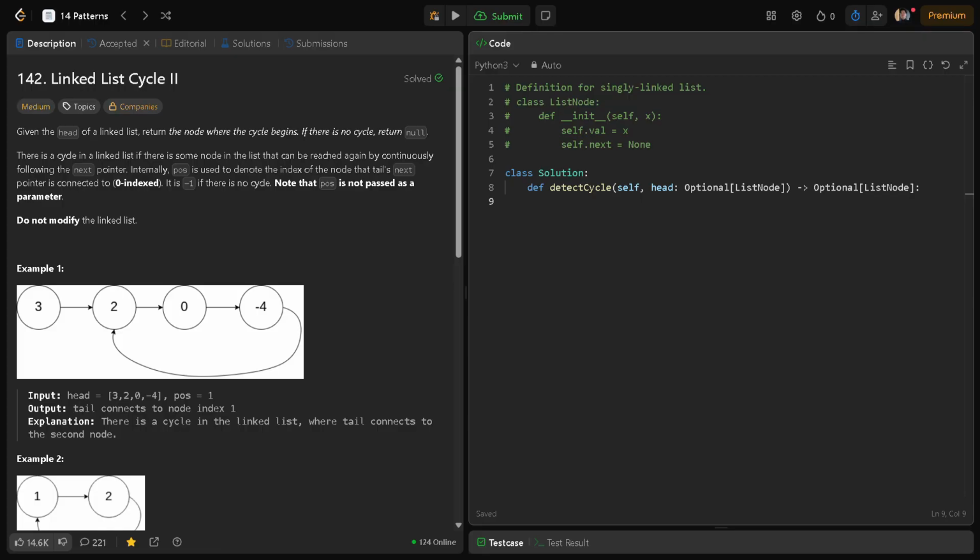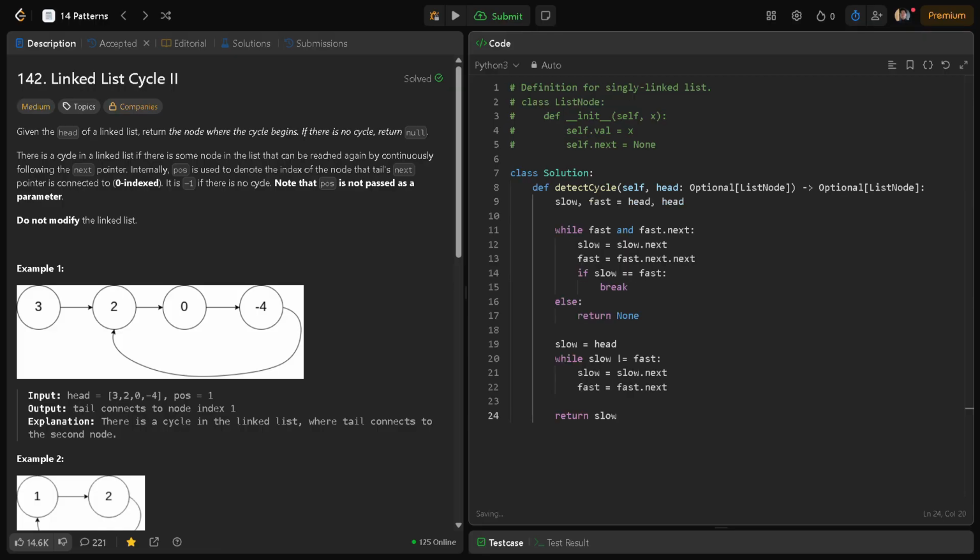Let's walk through the code carefully, line by line, to fully understand why it works. We define our function called detectCycle, which takes head as the input node of the linked list. First, we create two pointers, slow and fast, and set both equal to head. These represent the tortoise and the hare.